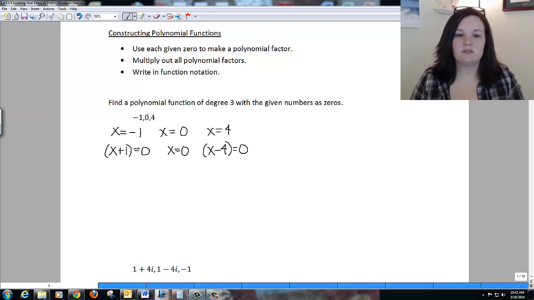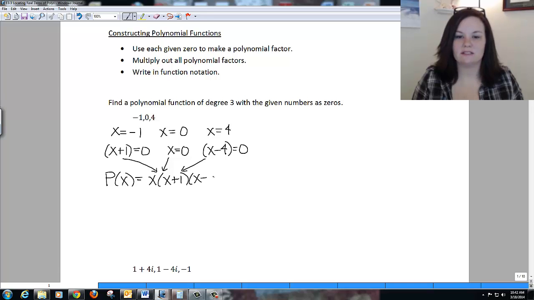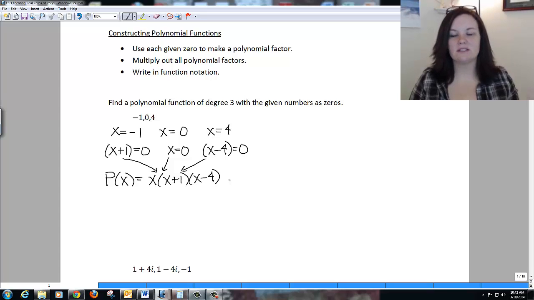So all I'm going to do is multiply our three factors back together, and I'm going to call this polynomial function p of x. Okay, so I'm just going to bring back together all three of my factors. So I have x times x plus 1 times x minus 4. I always write the single monomial factor out front. If you didn't do it that way, you should still get the same answer. So this is my polynomial function that gave me these zeros.